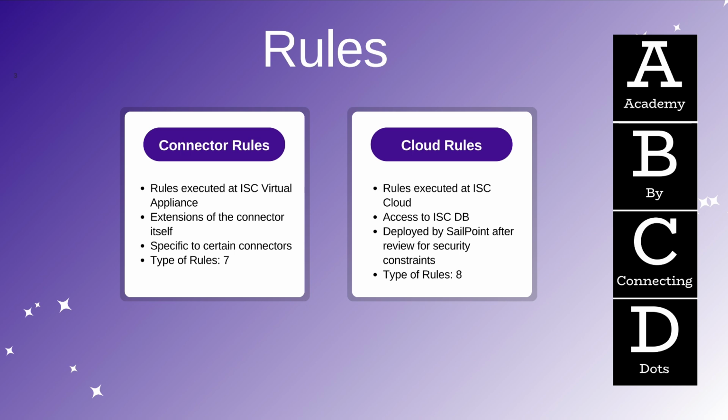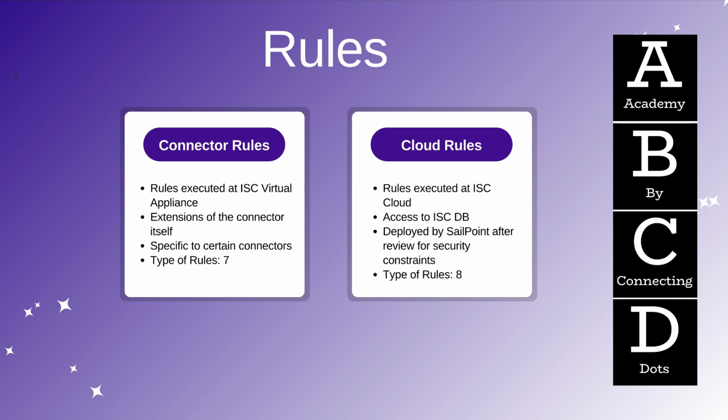Whatever inputs you have into your connector, that data will be used, and if you want to manipulate that data, you can use these rules. You cannot connect to the SailPoint database in the cloud; only the data you get as input in that rule can be used. Apart from that, you cannot extract any data from the cloud, for security reasons. There are 7 types of connector rules.